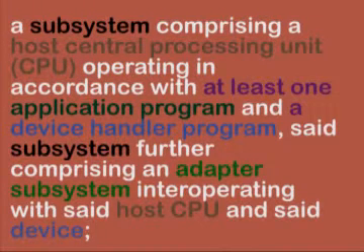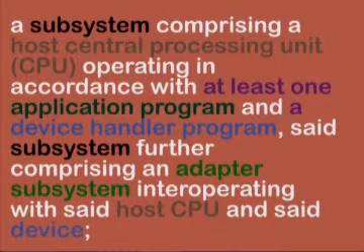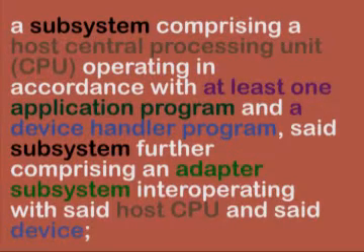And then it says said subsystem further comprising an adapter subsystem interoperating with said CPU and said device. So it needs to have some kind of adapter, and that could be a variety of things. It could be a physical adapter such as a cable, or it could be a wireless adapter. It could be really any intermediary system for transmitting from the device to the CPU. So that's not particularly exciting, but that's what it is.